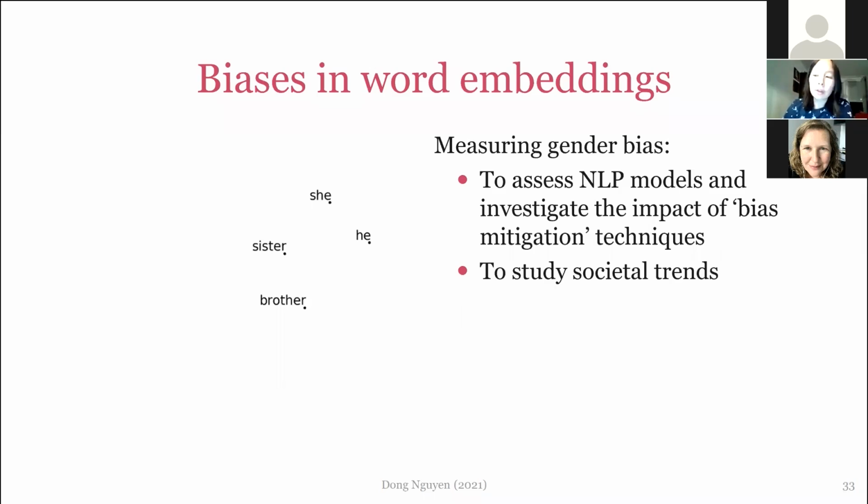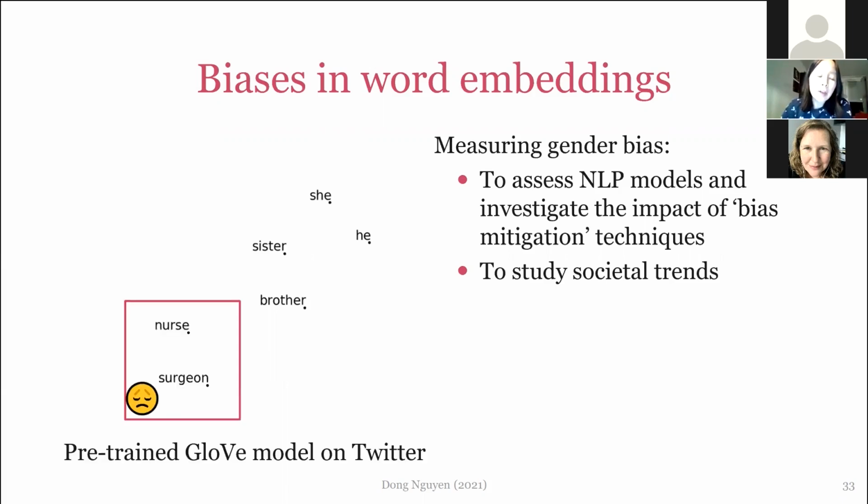So going from she to he is very similar to going from sister to brother. And so that suggests that these word embeddings encode some gender relations. However, if we then look at some other words like nurse and surgeon, we actually find a very similar pattern. Going from nurse to surgeon is very similar to going from sister to brother or she to he.